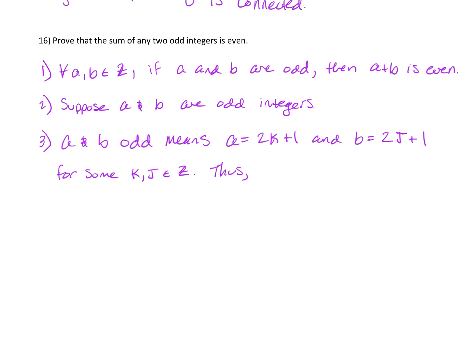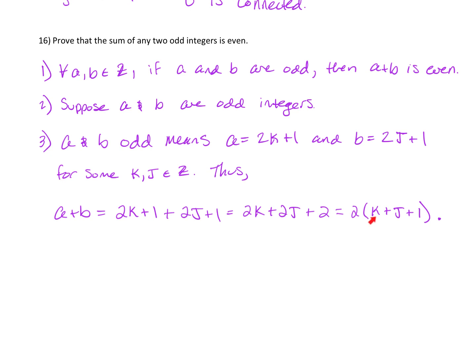Thus, we can now try to figure out what a plus b is. A plus b, I'm going to use substitution. A is odd, which means it can be written as 2k plus 1. B is odd, which means it can be written as 2j plus 1. And then I combine like terms, right? So I have 2k plus 2j and plus 1, which is plus 2. And I have a 2 in every term, so I'm going to factor out a 2, and I have 2 times k plus j plus 1.